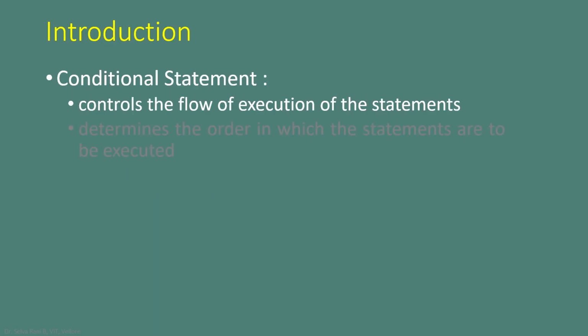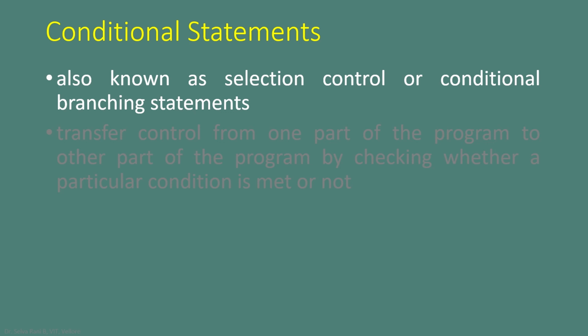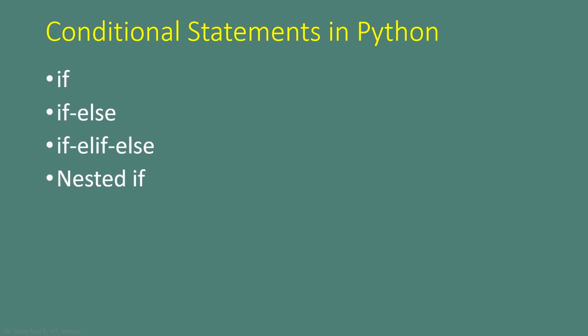So we can define a conditional statement as a statement which controls the flow of execution of the statements. This statement determines the order in which the statements are to be executed. They are also known as selection control or conditional branching statements. Conditional statements transfer control from one part of the program to another part of the program by checking whether a particular condition is met or not.